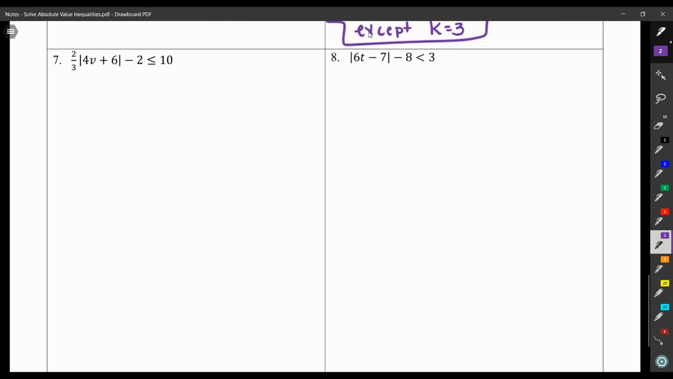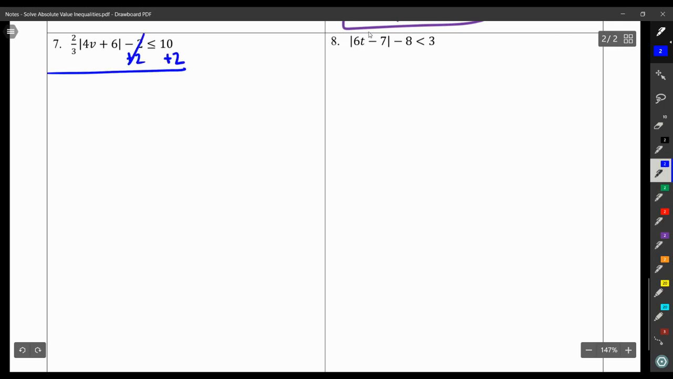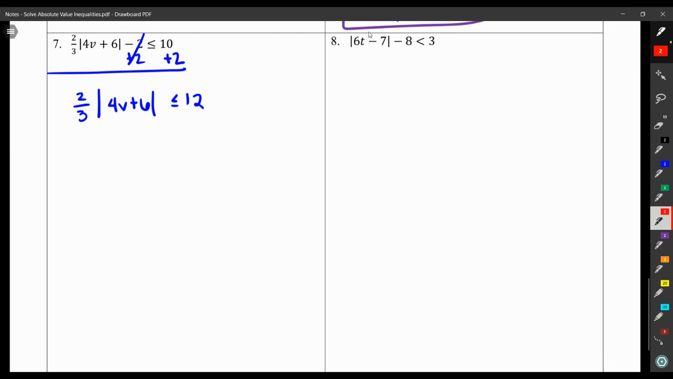So, last two. Number 7. I'm going to help you isolate, and then you're going to finish off 7 on your own. So the first step to isolating is adding 2. So you've got 2/3 times the absolute value of 4v plus 6 less than or equal to 12. Now, 2/3 in the front. Really what you're going to have to do is divide by 2/3. But whenever you divide by a fraction, that's really multiplying by the reciprocal. So on each side, instead of writing division by 2/3, we're going to multiply by 3/2.